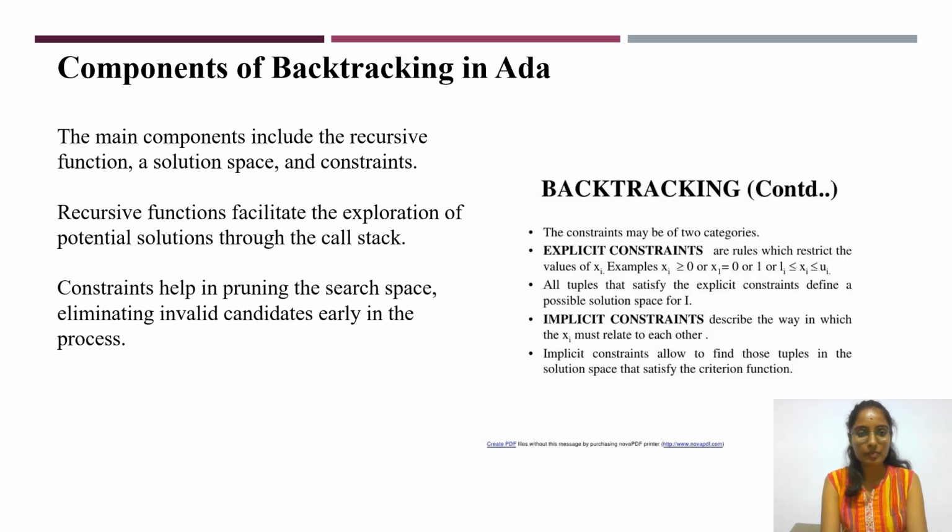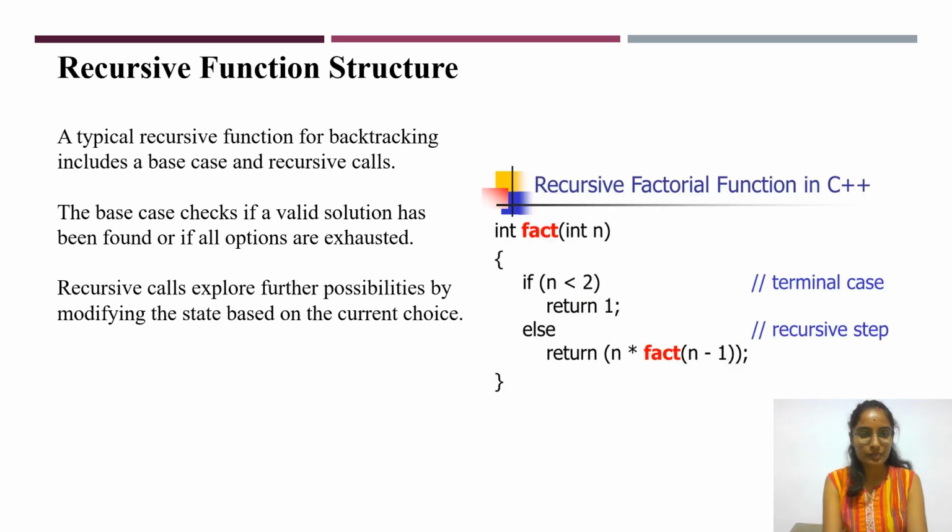Components of backtracking. The main components include the recursive function, a solution space, and constraints. Recursive functions facilitate the exploration of potential solutions through the call stack. Constraints help in pruning the search space, eliminating invalid candidates early in the process.